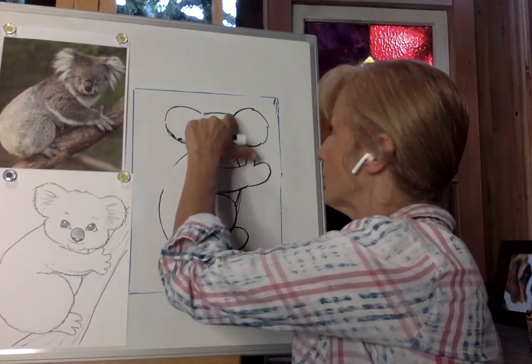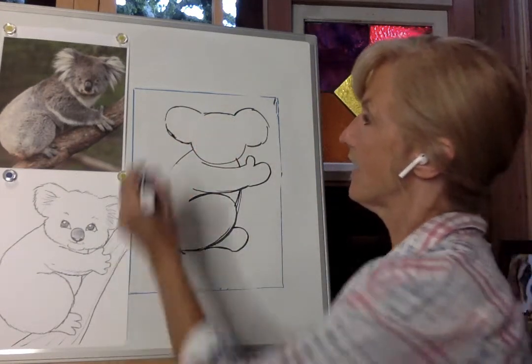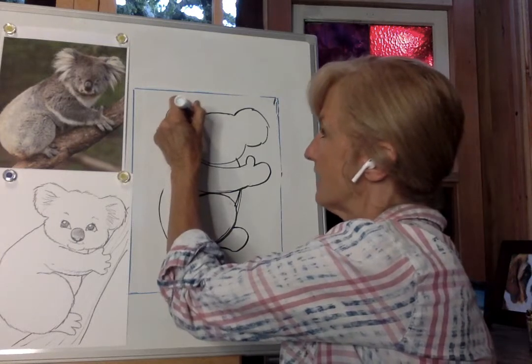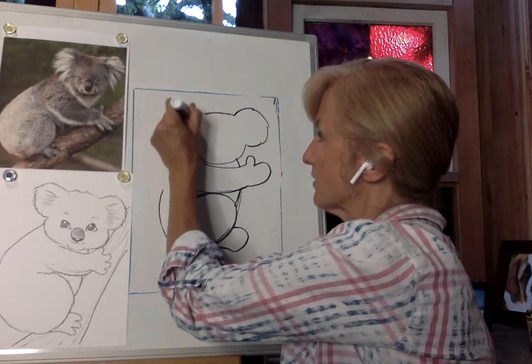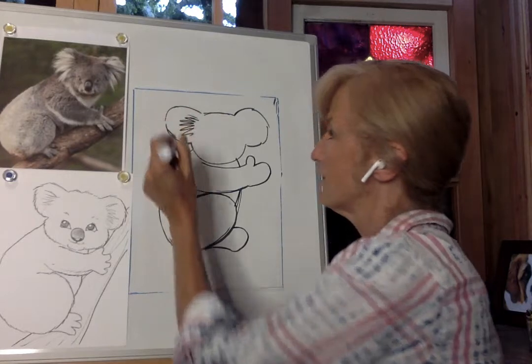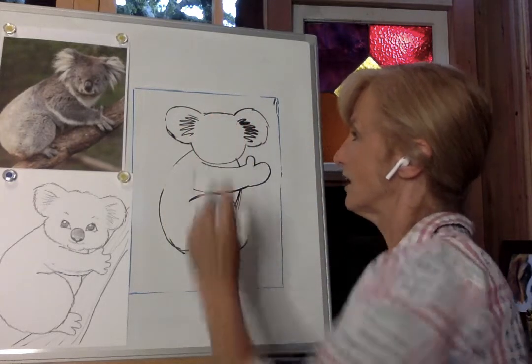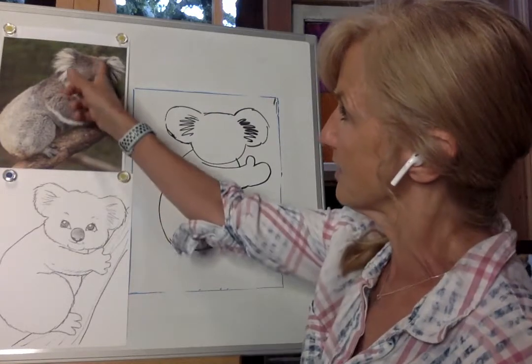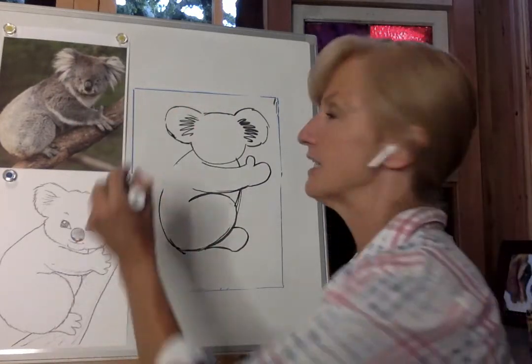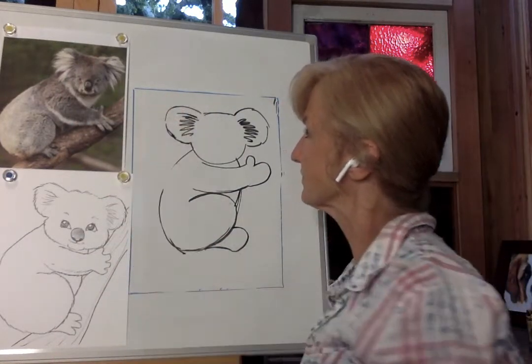We don't need that anymore. And now what we're going to add instead is a very soft, furry fuzz right here in the middle. Just make a little squiggly line like that. That's going to be the tuft of his fur inside of his ears.